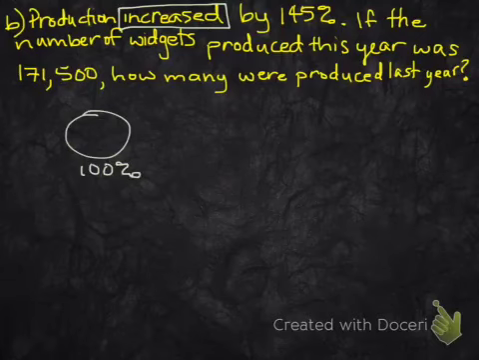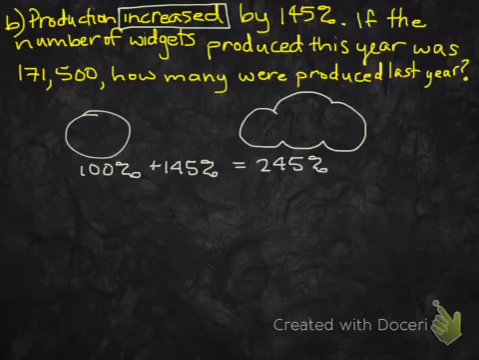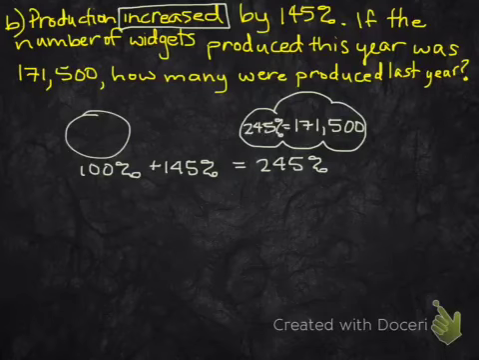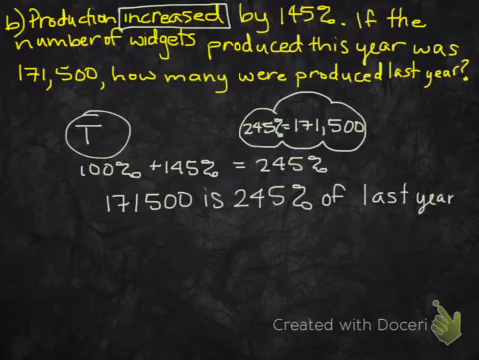That means we had 100% last year. It increased by 145%. So this year it's going to be 245%. So when we make our bubble, it's going to be bigger. And this year is 171,500, which is 245%. So we can put that all together and say that 171,500 is 245% of the total last year.